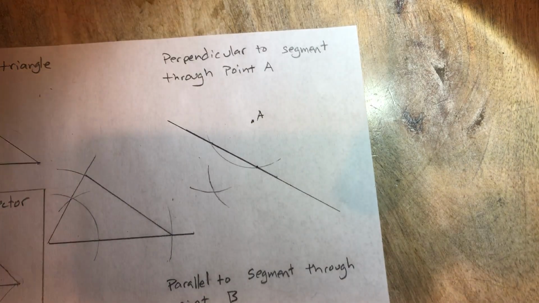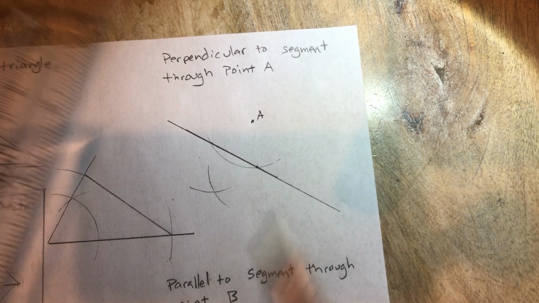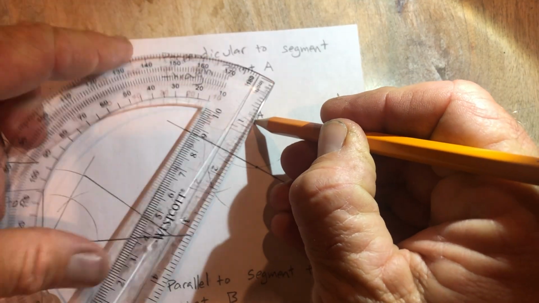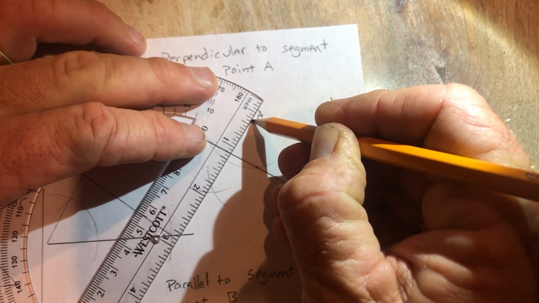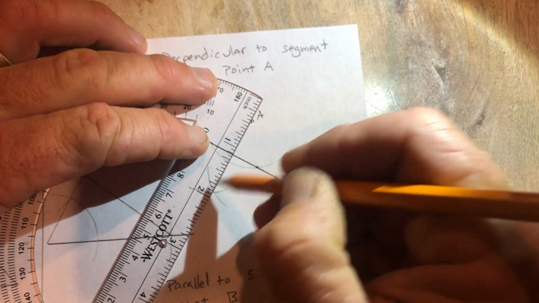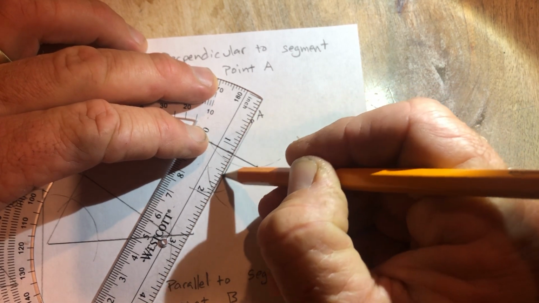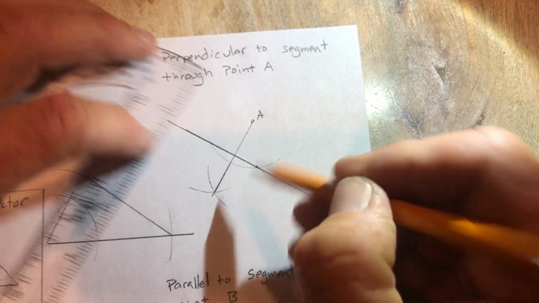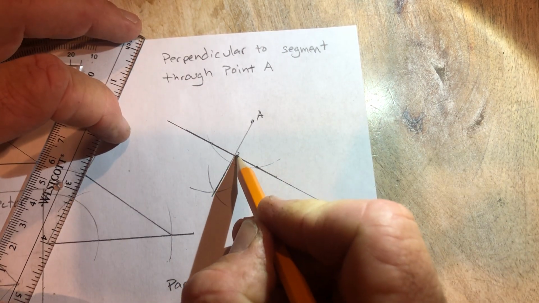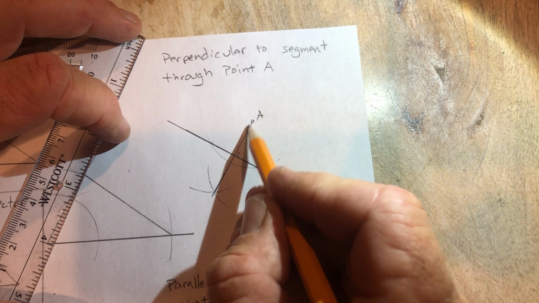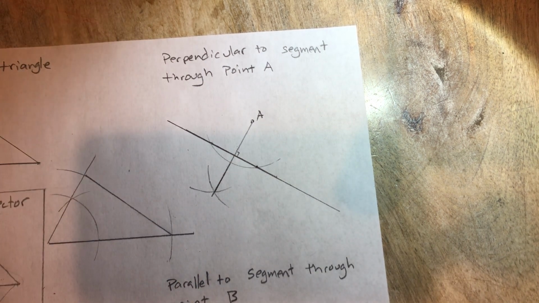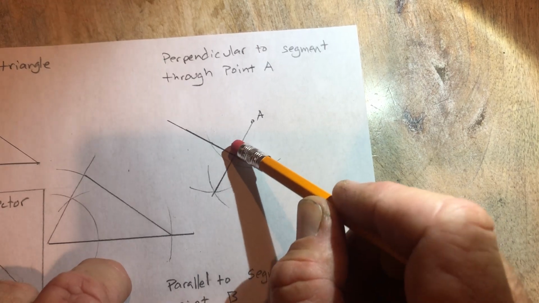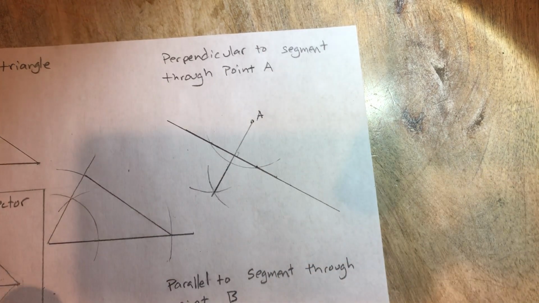Like that. Okay, so now to finish this up, I'm going to go ahead and connect from point A through here. And I kind of missed that intersection there, but it looks pretty good. So this now has created a right angle, or a perpendicular, from A through the line segment. Now, that's it for the construction. You don't have to draw that little mark in there for your construction.